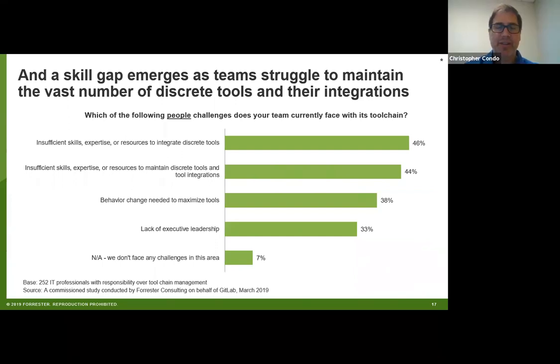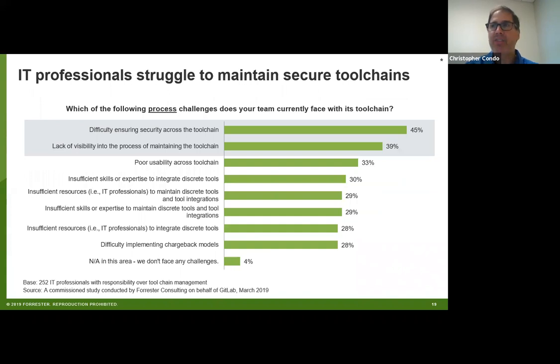Yeah, great question. Building the plumbing while you're using it, that sounds like a scary thing. One of the interesting things that we see is that IT professionals are struggling to maintain secure tool chains. In fact, which of the following process challenges does your team currently face with its tool chain? The number one thing that they struggle with is ensuring security across the tool chain, or lack of visibility into the process of maintaining the tool chain.